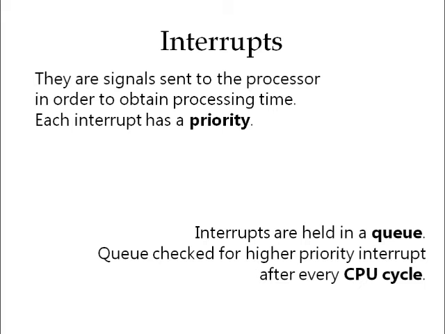Interrupts are signals sent to the processor to obtain processing time. Each interrupt has a priority, and some interrupts have higher priority than others. An example of a high priority interrupt is a power supply unit failure. Interrupts are held in a queue. After every CPU cycle, the queue is checked for an interrupt with a higher priority than the current job. If one is found, then the interrupt is executed.